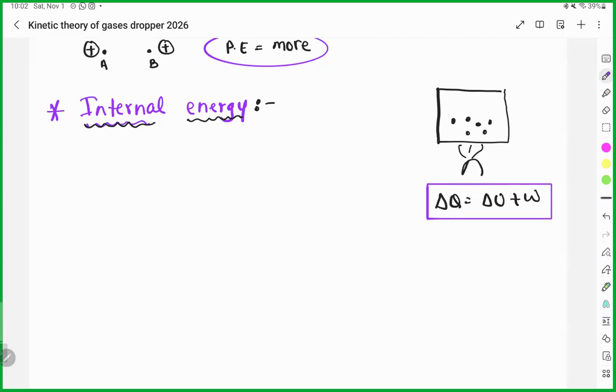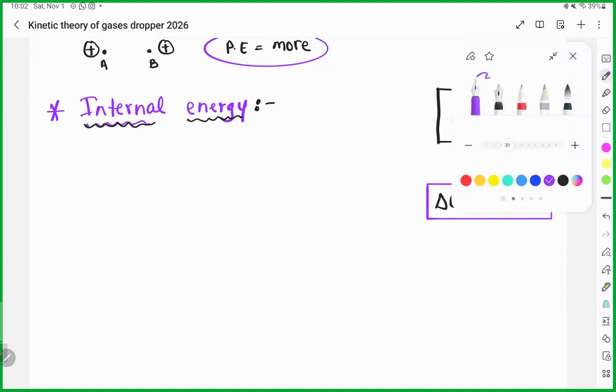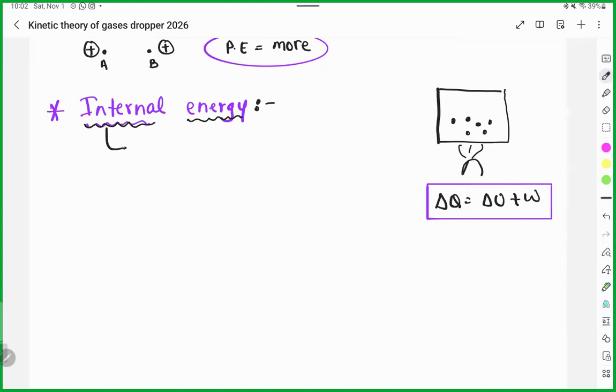So internal energy is actually the sum of kinetic energy and potential energy at a given temperature inside the container. This internal energy is the sum of potential energy plus the sum of kinetic energy. If you add both of them, that will be the internal energy of the gas in the container. अरे, इंटरनल एनर्जी एंड टोटल एनर्जी सेम होता है. हाँ, for gases.